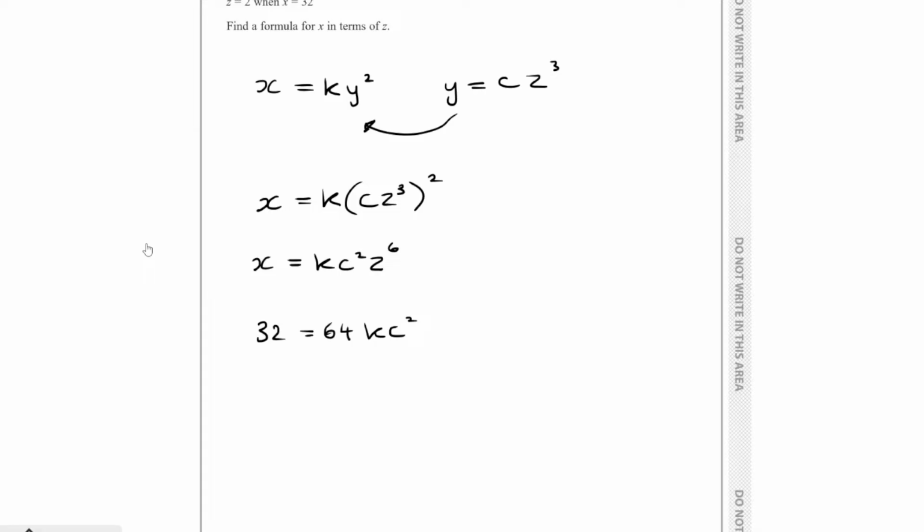Do you see how I obviously can't solve to find k and c separately? Because, as I said, 2 letters, you need 2 numbers, you need 2 equations. I can't do that. But what I can do is rearrange this. If I divide by 64, I get a half. So this as a whole is equal to a half.